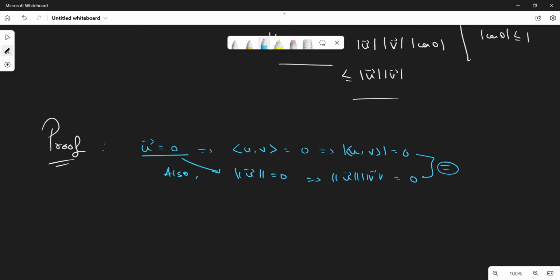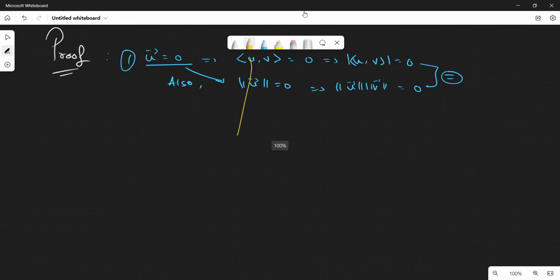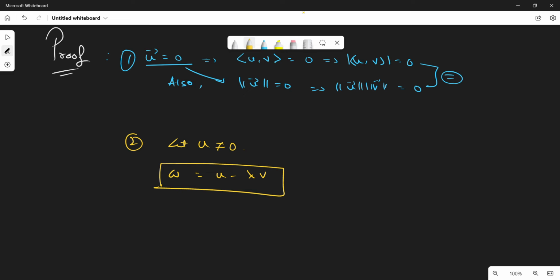Okay. But suppose this is, say, case 1. Suppose u is not a 0 vector. Okay. So case number 2. Let u not be equal to 0. Now we choose a vector w such that it is defined as u minus lambda v. Okay. Now how we choose this vector basically depends upon this constant lambda.